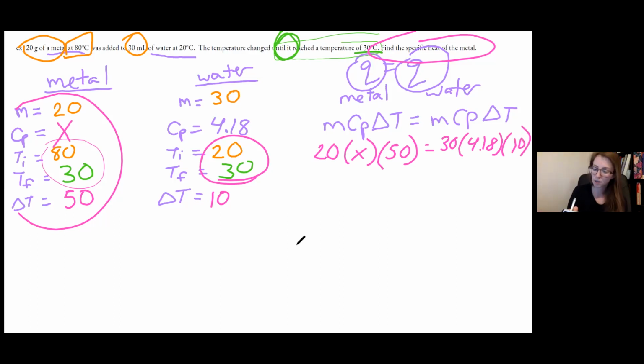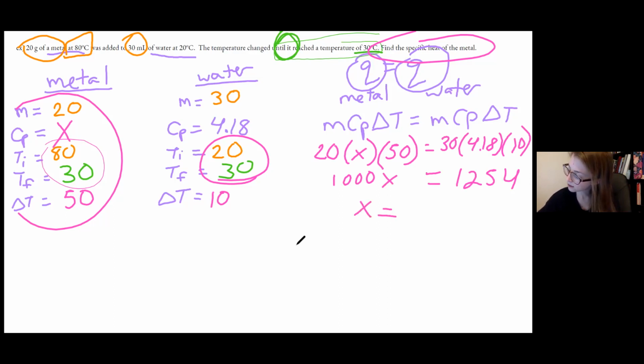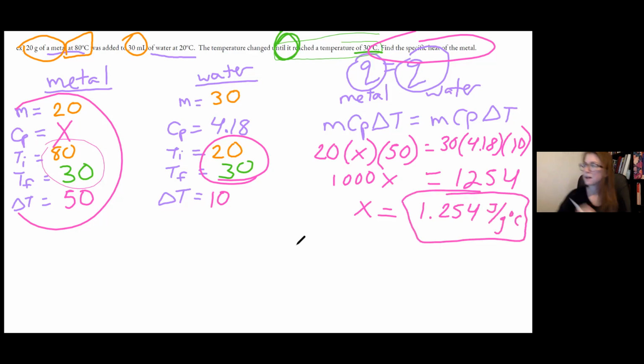So annoying algebra, but multiply out the right-hand side. Take 20 times 50 and leave that multiplying by the X on the left. And then divide both sides by 1,000. Since this is a CP we solve for, joules per gram degree Celsius, that would be my answer.